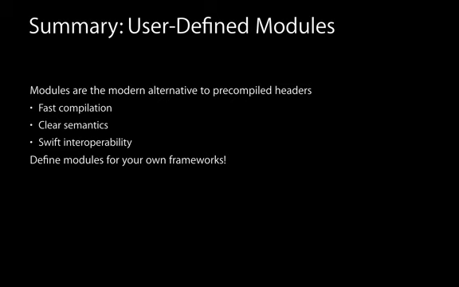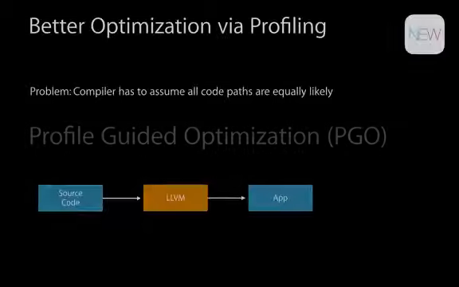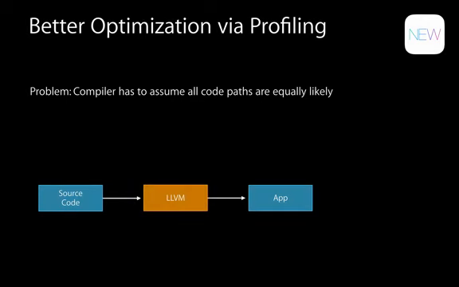So far, we've been talking a lot about ways that LLVM helps you modernize your code and adopt modern Objective-C and modules. But let's turn now and look at performance, which is the other theme of this presentation. Profile-guided optimization, or PGO, is a new feature in Xcode 6. And it gives you a way of getting even more performance out of your code. Let me give you an overall high-level understanding of what this is about.